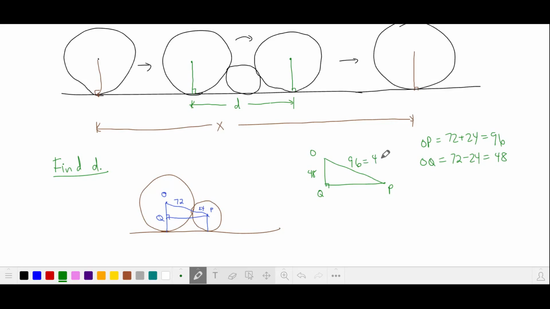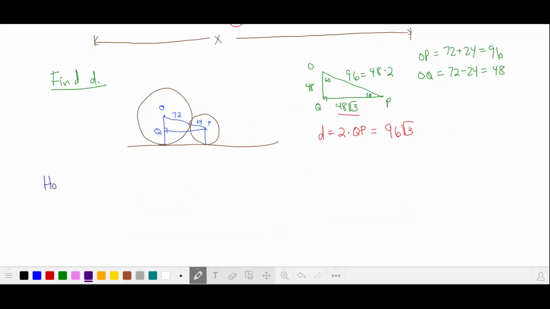We notice that this is twice the length of the shorter leg, so this is a 30, 60, 90 triangle, and the distance from Q to P is 48 root 3. So this distance d is 2 times the distance from Q to P, or 96 root 3. Let's see how much the big circle rotates as it rolls over the small tube.